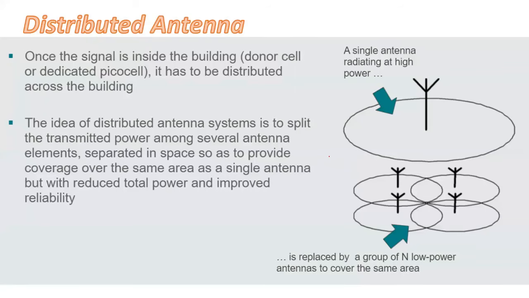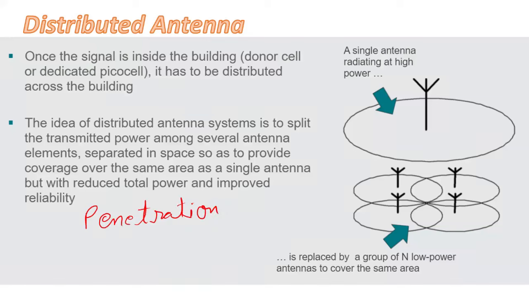Okay. So this is the basic concept of DAS. Once a radio signal is inside the building, coming from a donor outdoor cell or through a dedicated pico cell, it must be distributed across the building. So a DAS splits the transmitted power among several antenna elements installed in the distributed environment, separated in space, to provide coverage over the same areas as a single antenna, but with a reduced total power and improved reliability.